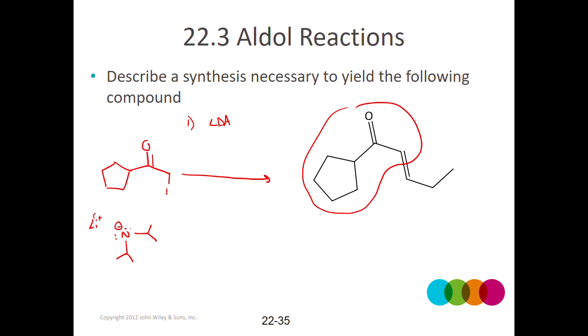It's going to pick off a proton from here. Why won't it pick off this proton? Because there's too much steric hindrance, and that's why these groups are on here. These large bulky groups make it hard for it to pick off protons from sterically hindered sites.